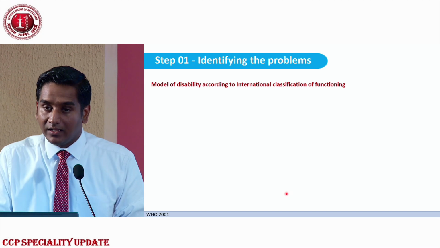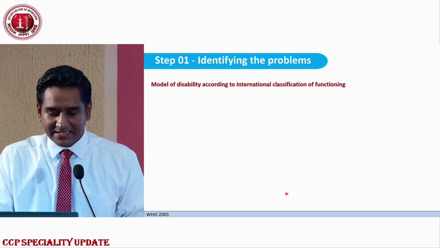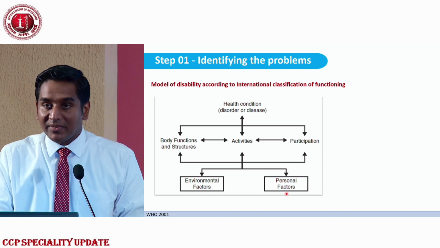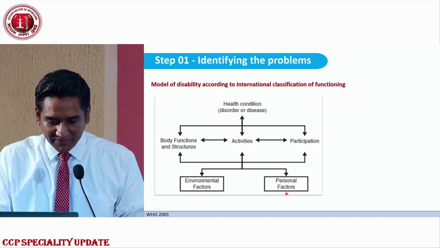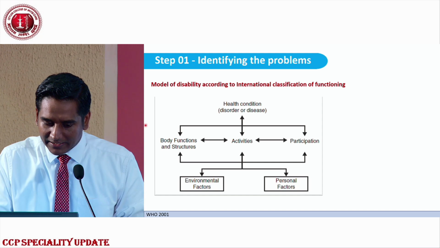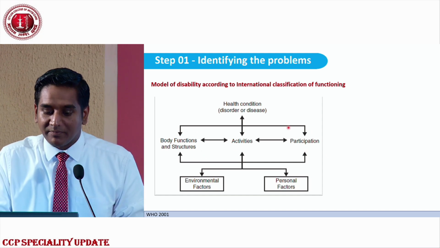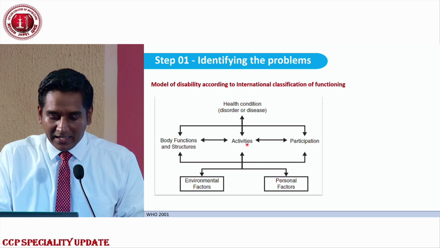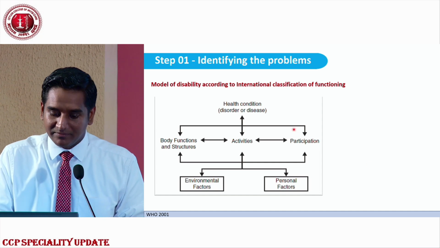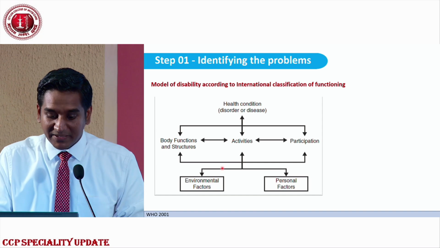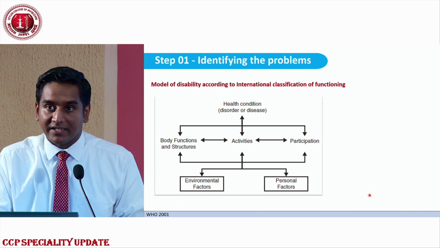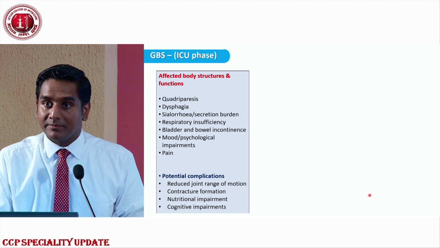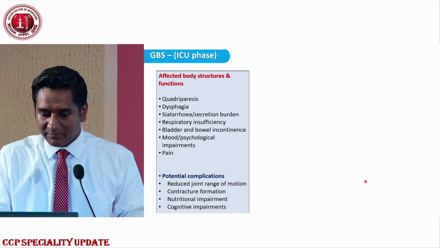For that, we need a model. And the widely accepted model is the WHO ICF model, which is the International Classification of Functioning. The rehab trainees might be aware of this, but for the general audience, I'll quickly describe. So we have 3 main domains: the body functions and structures, activities and participation. These 3 comprise disability. That means impaired body functions and structures, activity limitation, and participation restriction. These 3 are the main domains of disability, but perceived disability depends on environmental factors and personal factors. Right, so when I saw this patient, I tried to apply that concept to his condition. So what are the affected body structures and functions?